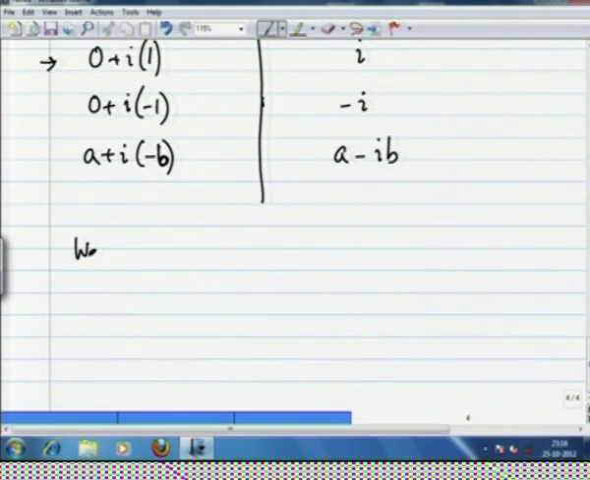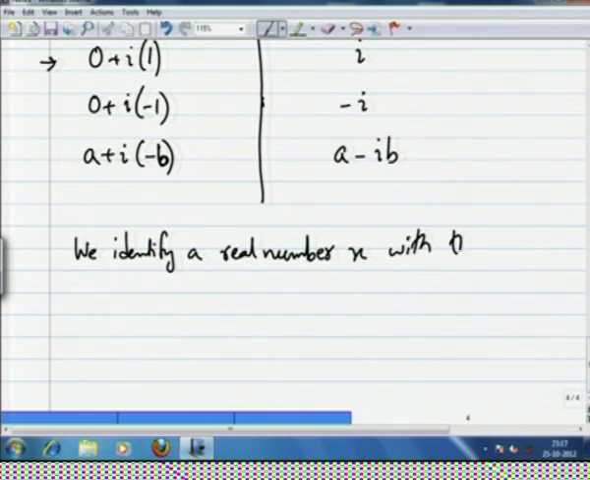So, we identify a real number x with the complex number x plus I times 0. For the time being, this plus and dot are only symbols. So far I have not made any sense of it. I only said that a complex number is represented as a plus I b. So, they are just symbols for the time being.